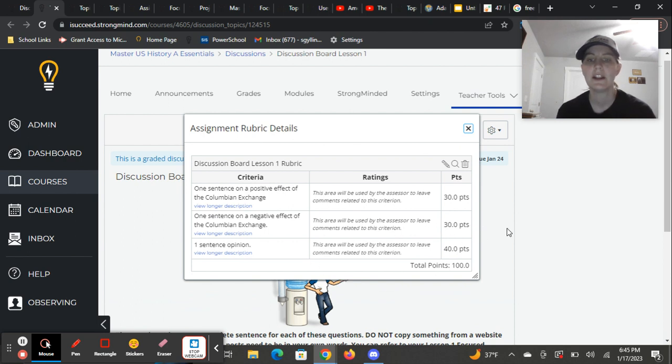Here's the rubric here. So you get 30 points for writing one sentence on a positive effect of the Columbian exchange. Make sure it's a complete sentence and that you're listing something that actually involves the Columbian exchange. You got to be able to back it up. You get 30 points for listing one sentence on a negative effect of the Columbian exchange. So just like with the first one, it's got to be something that was actually a negative effect of the Columbian exchange, but it only has to be one sentence long.